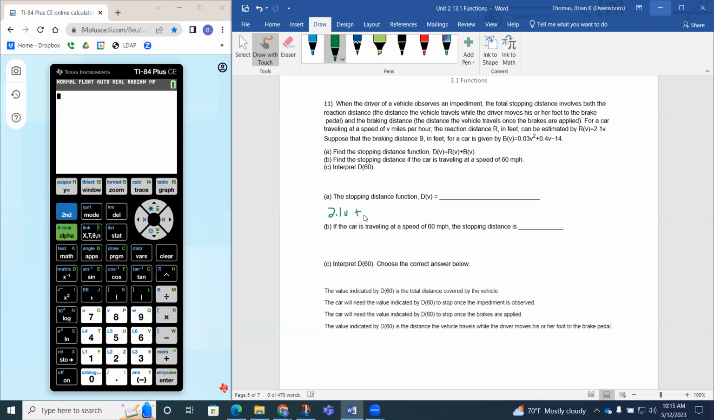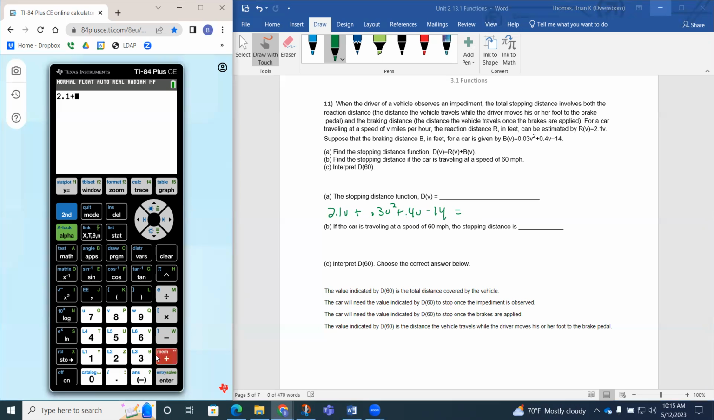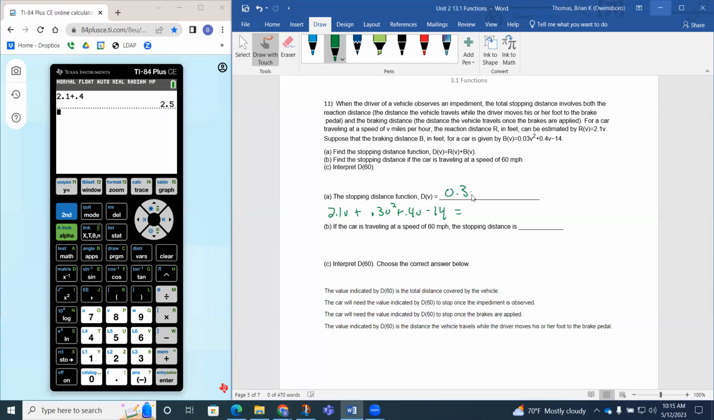And we're adding it to the other function, which has 0.03 V squared plus 0.4 V minus 14. So notice that we do have some like terms here. The 2.1 V can be added to the 0.4 V. So 2.1 plus 0.4 gives us 2.5. So our new function is going to be 0.03 V squared plus 2.5 V minus 14, and that is the function we're wanting to use.